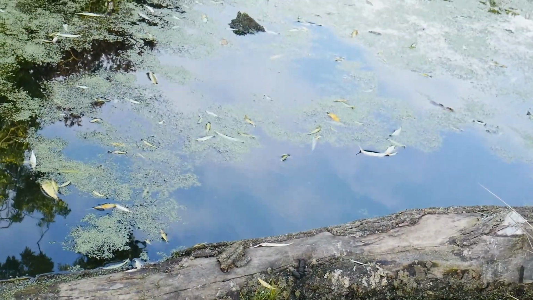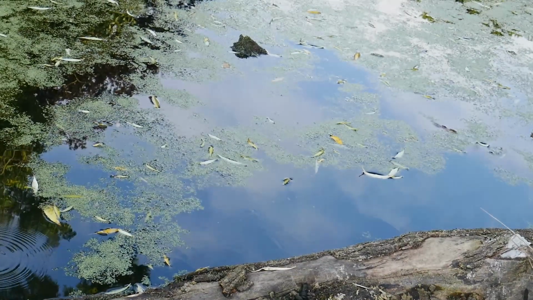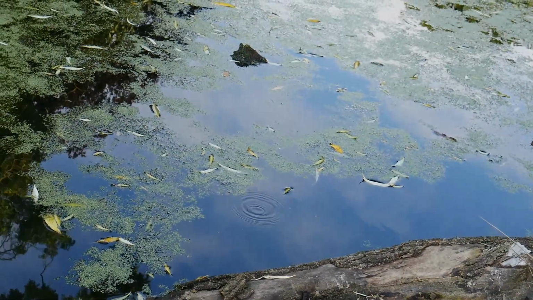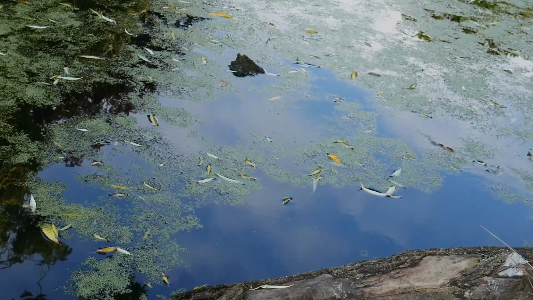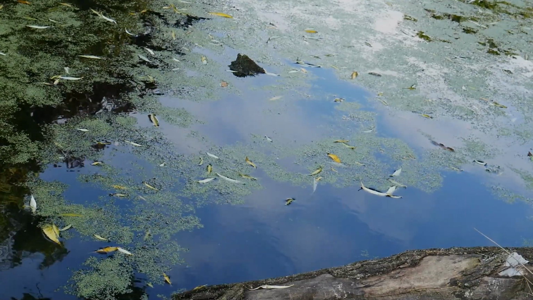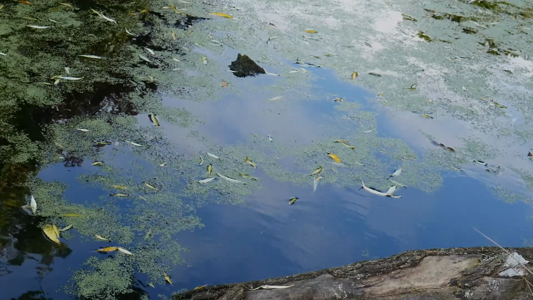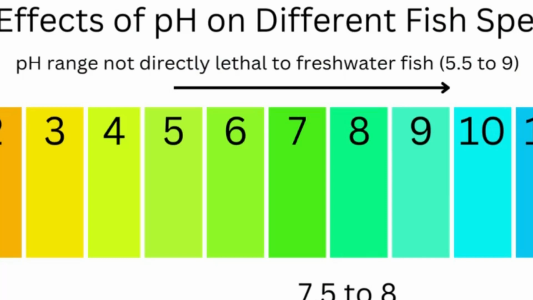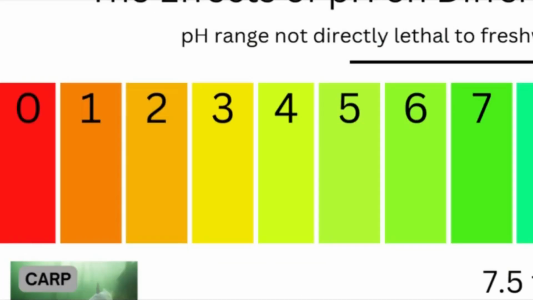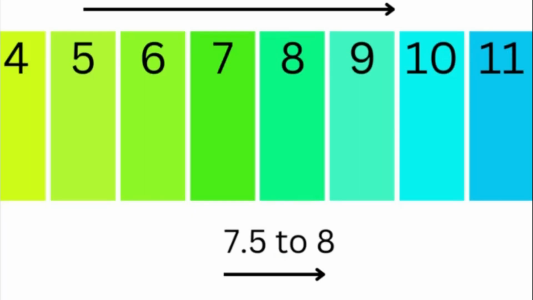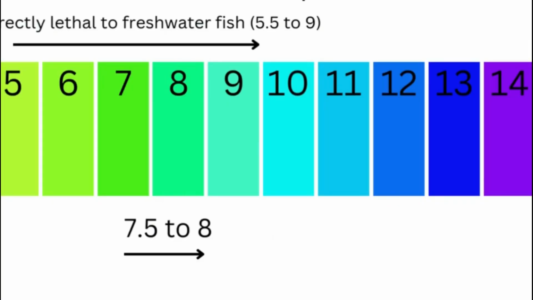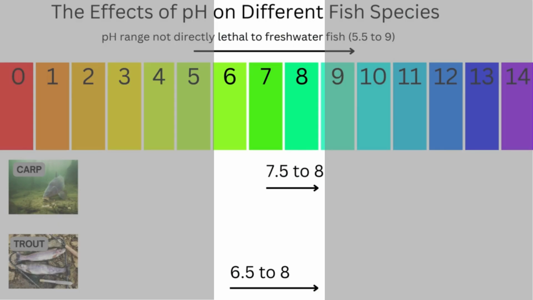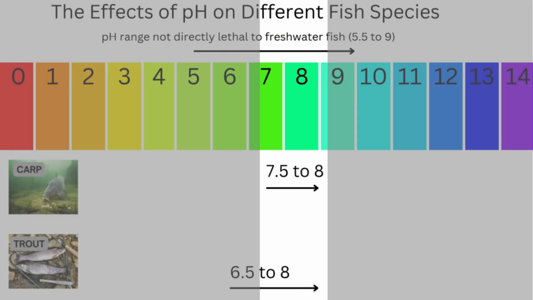At the other end of the scale, at a pH greater than 9, most ammonium in water is converted to toxic ammonia, NH3, which can be fatal to fish. This chart shows the ideal range of pH. As you can see, the acceptable range is between 5.5 and 9. Values below 7 are considered acidic. 7 is considered neutral, and above that is considered basic. Trout thrive in water with a pH in the range of 6.5 to 8, whereas carp thrive in waters with a pH of 7.5 to 8.